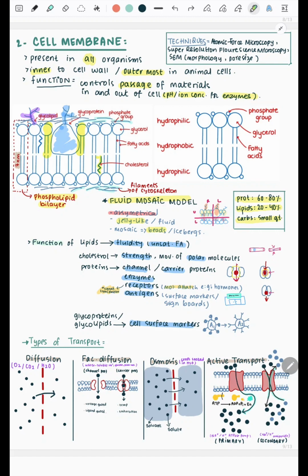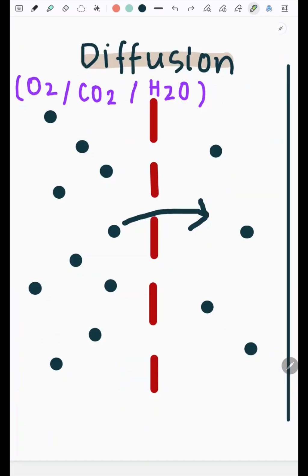Earlier, we said that the function of the cell membrane is to control the passage of materials in and out of the cell. Passage, or in other words, we can call it transport. There are different types of transport that occur through the cell membrane, namely diffusion, facilitated diffusion, osmosis, and active transport. One by one, we'll look into the detailed mechanism of these transport systems. Diffusion is the passage of molecules through the semi-permeable membrane, that is a membrane containing pores, from an area of higher concentration to an area of lower concentration. This type of transport occurs for non-polar molecules like oxygen, carbon dioxide, and water.